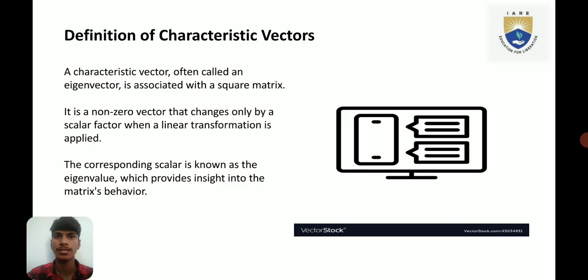Then, definition of characteristic vectors. A characteristic vector, often called an eigenvector, is associated with a square matrix. It is a non-zero vector that changes only by a scalar factor when a linear transformation is applied. The corresponding scalar is known as the eigenvalue, which provides insight into the matrix behavior.